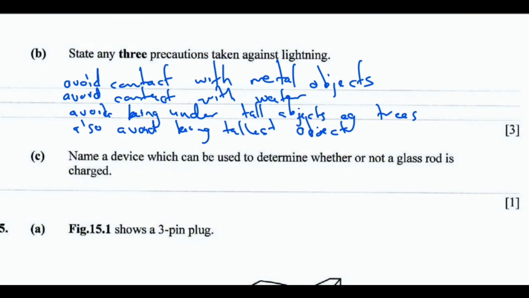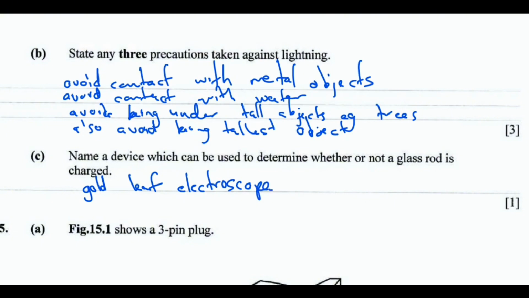Okay. Name a device which can be used to determine whether or not a glass rod is charged. You use the gold leaf electroscope. Gold leaf electroscope. Okay. So the gold leaf electroscope will respond by pushing the leaf out. All right. That's how it works.